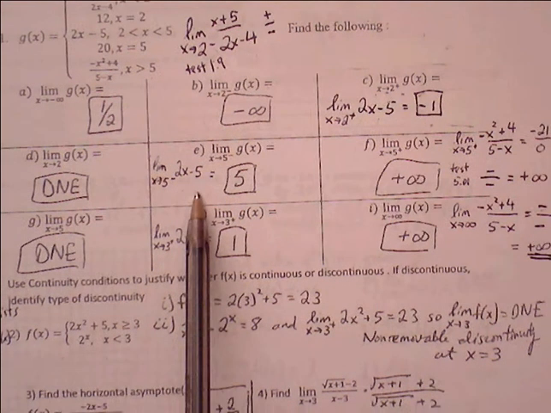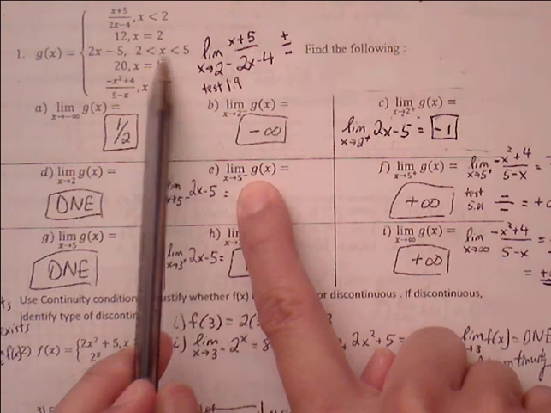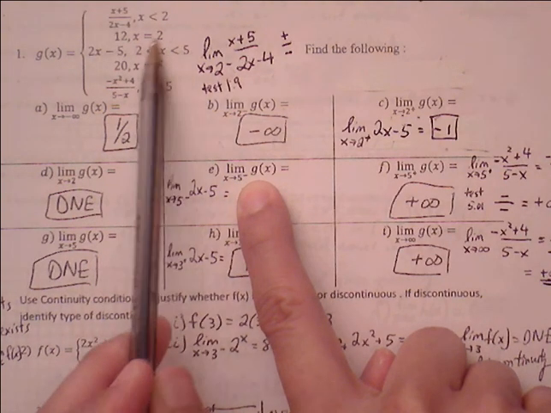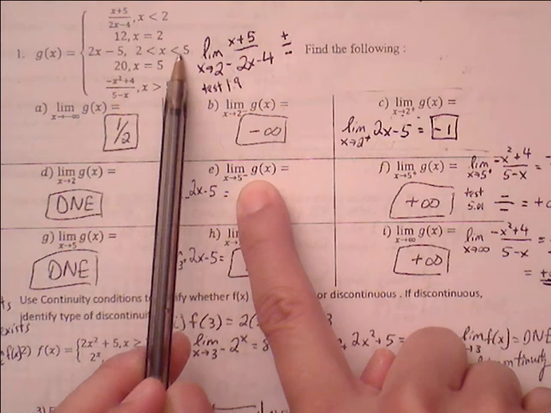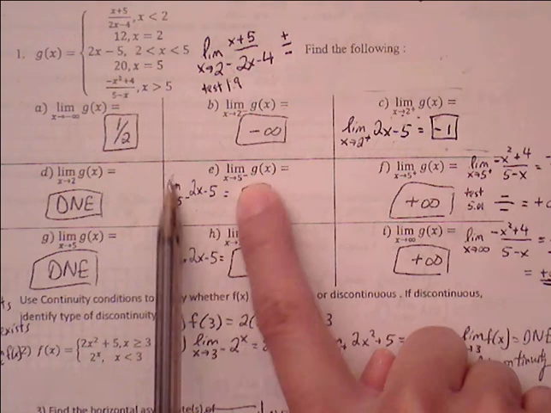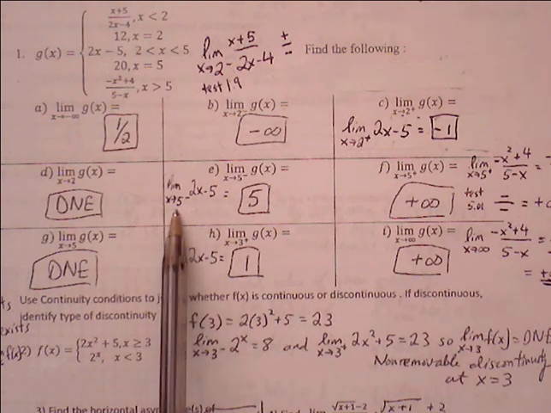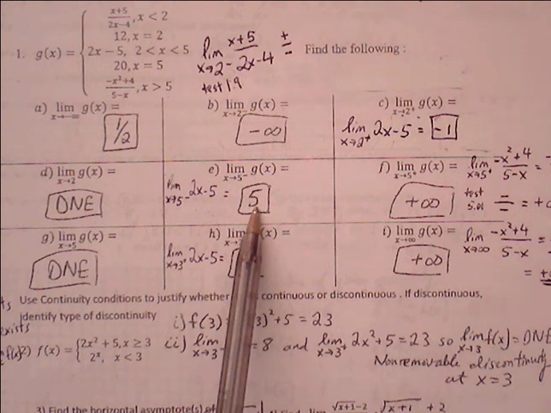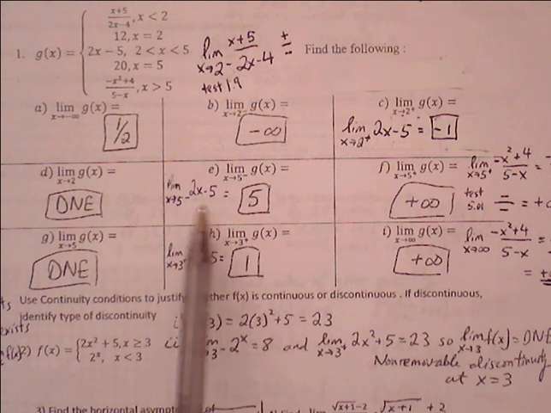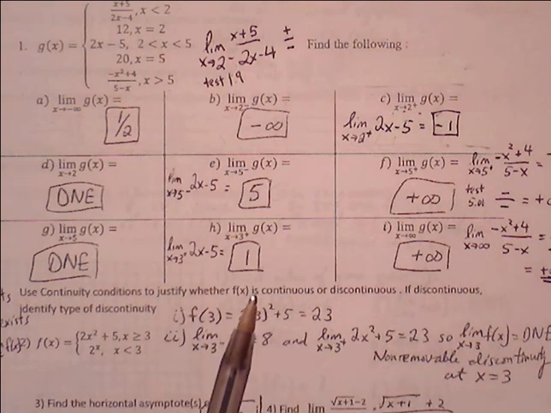Part E, if we're approaching 5 from the left side of 5, we look at our condition here. From the left side of 5, we'll be using this condition, x between 2 and 5, so we use 2x minus 5. If we want to evaluate the one-sided limit as x approaches 5 from the left side of 5 for 2x minus 5, plug in 5 for x. 2 times 5 is 10. 10 minus 5 is 5. That's a real number. No need to do any further evaluation. Regardless of whether we see a one-sided limit there or not, our answer is 5.